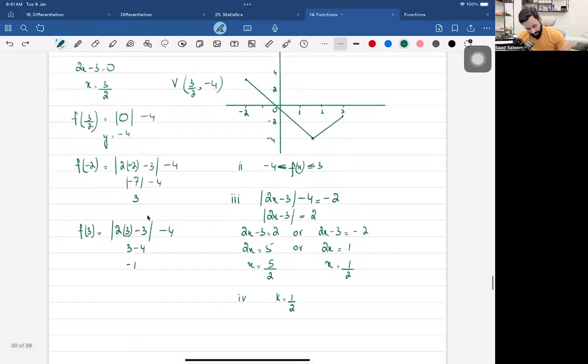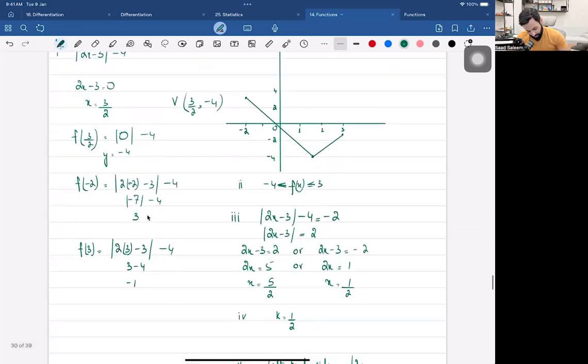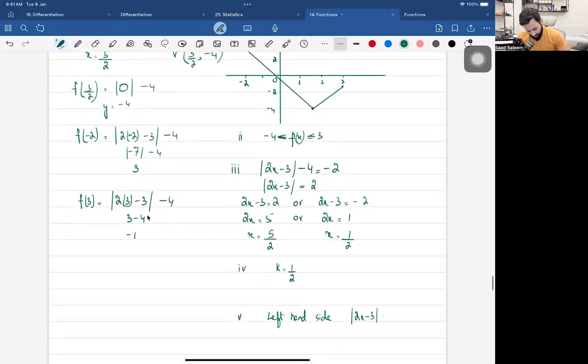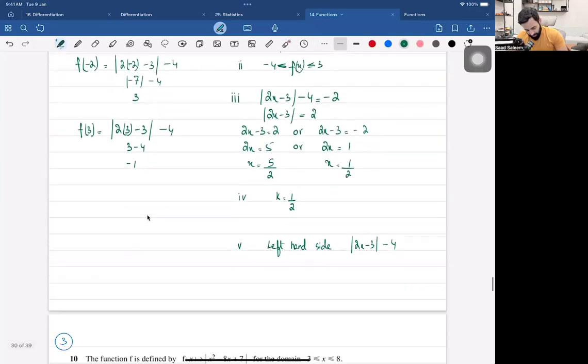So that means this is what we're looking at. For part 5, since we're talking about the left-hand side, that would be 2x minus 3 minus 4. We know that with modulus comes plus and minus, okay? But this part is the one that comes with minus. So minus 2x minus 3 minus 4. So it's going to be minus 2x plus 3 minus 4. So that means minus 2x minus 1.